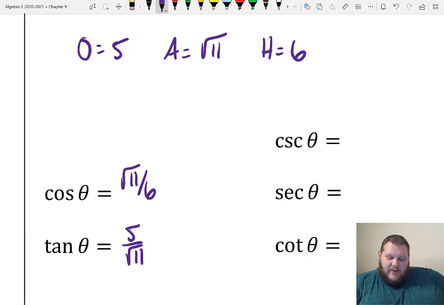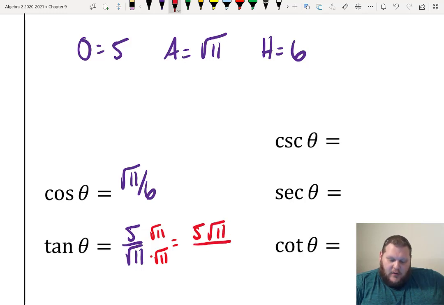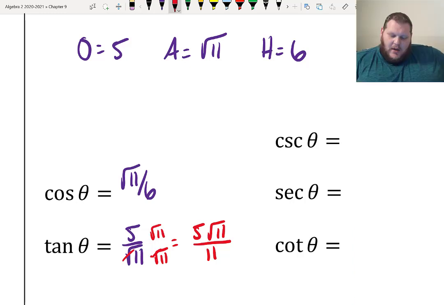Now this is the first issue we've had like this. We have a radical in my denominator, and we know we're not allowed to have that. We have to rationalize it, like we did a couple chapters ago. We multiply by the same radical. So this ends up being 5 square root of 11 over 11, because those two radicals get squared and cancel out. Square root of 11 times square root of 11 is 11, not 101. So 5 root 11 over 11 would be your final acceptable answer for tangent.